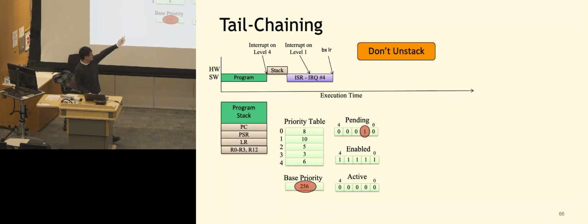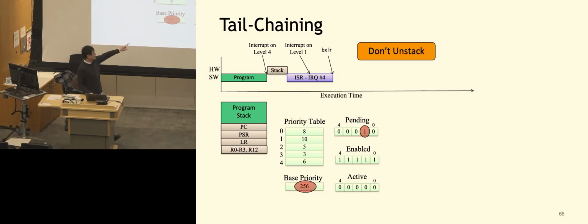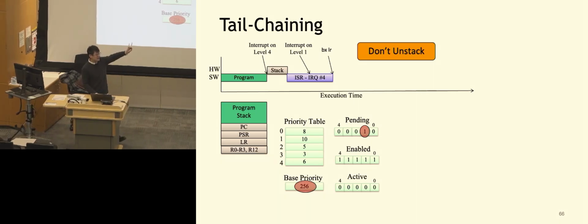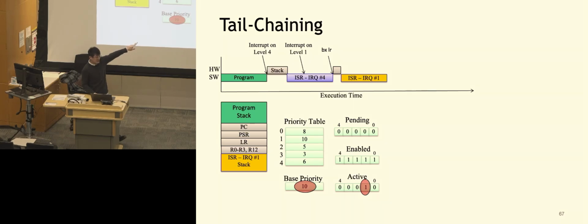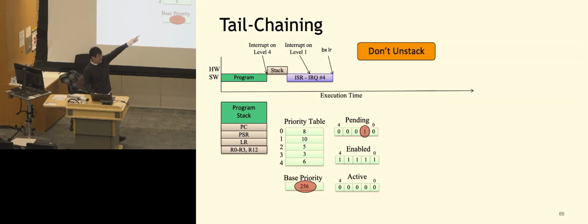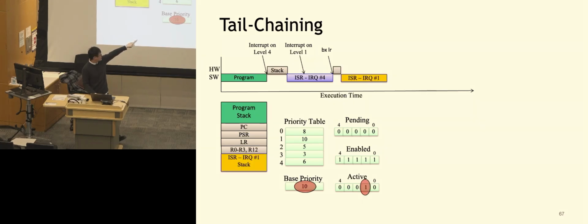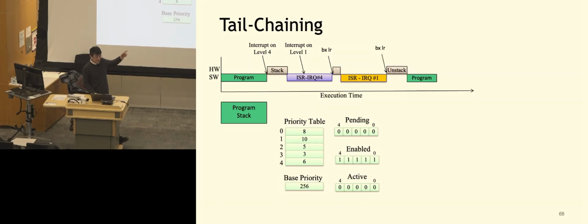But what we do is the base priority goes back to 256, because previously it was not being interrupted because they have a lower priority. But that will be quickly changed to a number 10, because that pending lower priority interrupt is still higher than this base priority. So that got changed and the active goes up, but we don't do another round of stacking and unstacking. Then we go into this interrupt subroutine call, and then we finish it, and then we do one unstacking once for all, and go back to the main program.